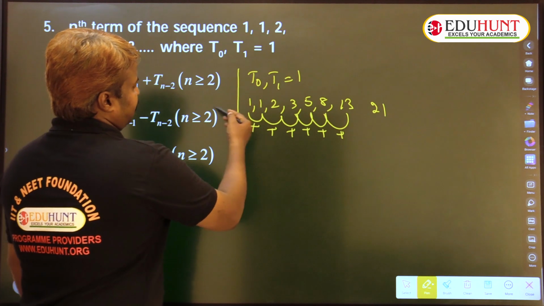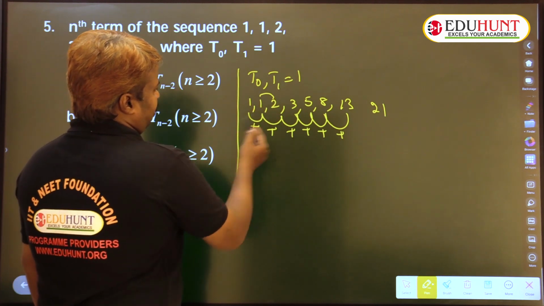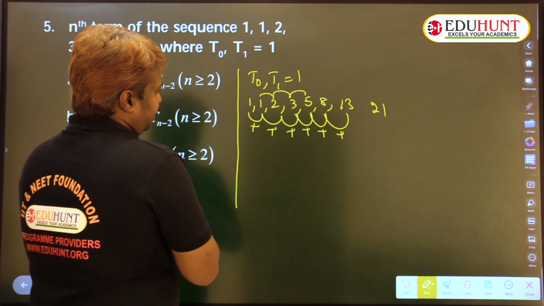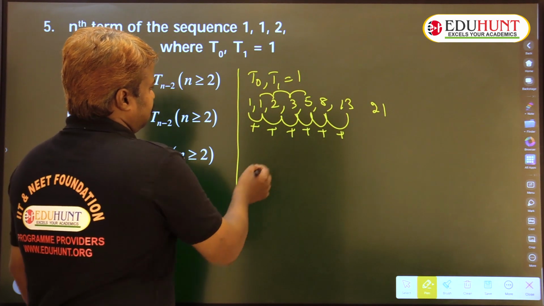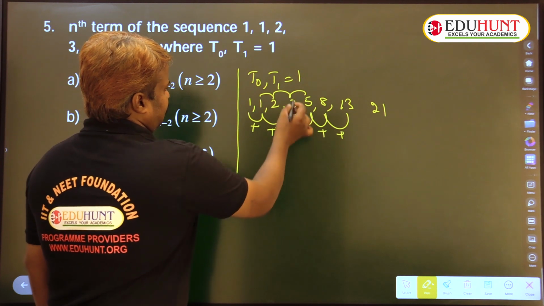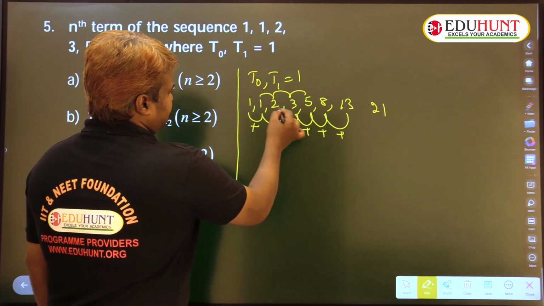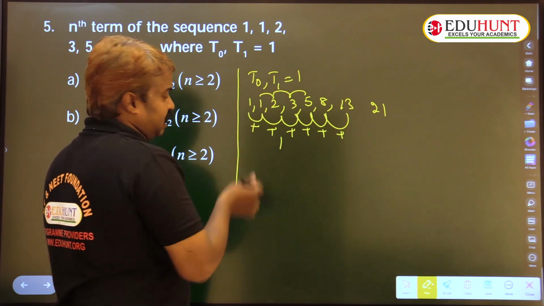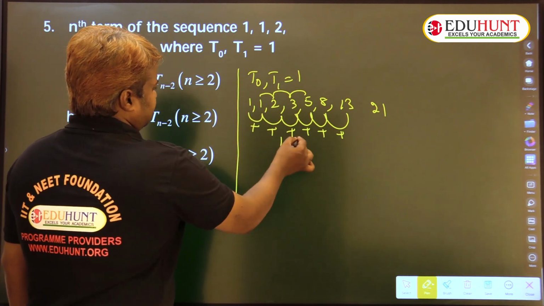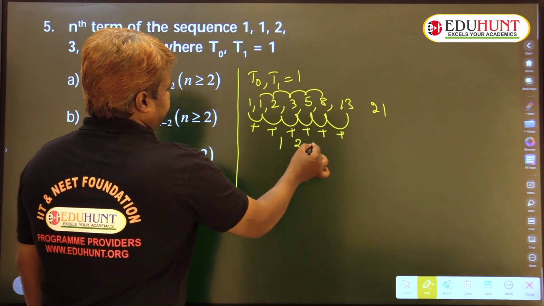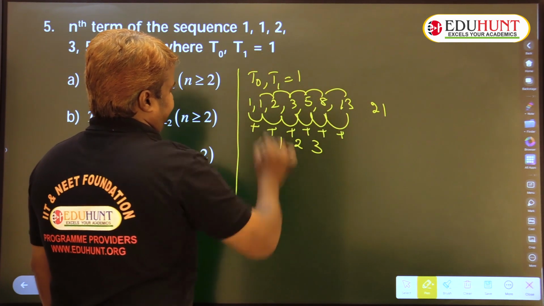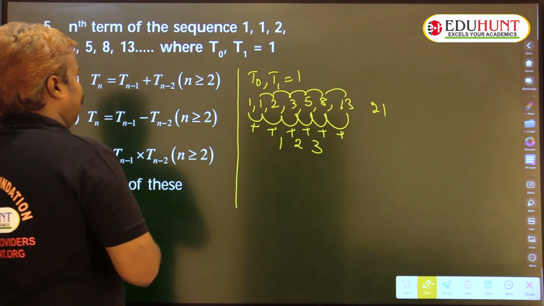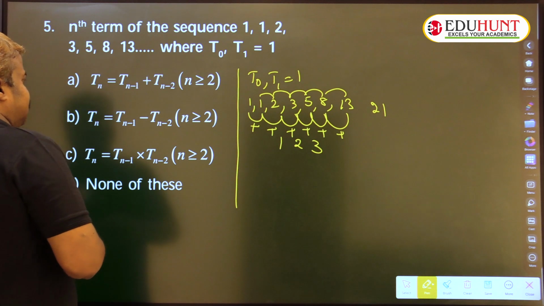The difference between these two is 0. 2 minus 1 is 1, 3 minus 2 is 1, 5 minus 3 is 2. The difference goes from preceding to succeeding. 8 minus 5 is 3, 13 minus 8 is 5. So for n greater than or equal to 2, what is the difference?